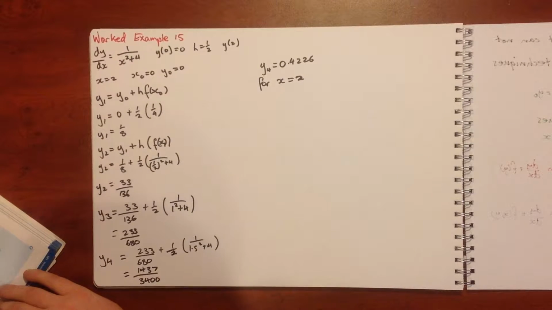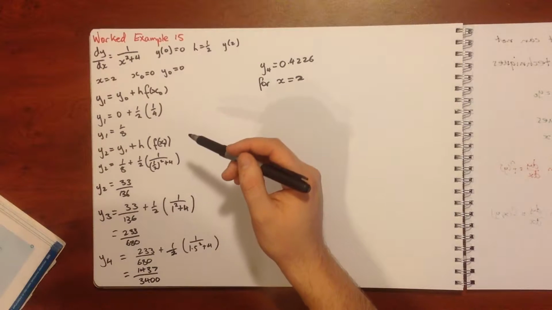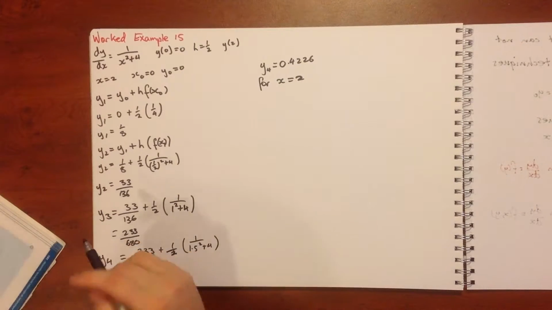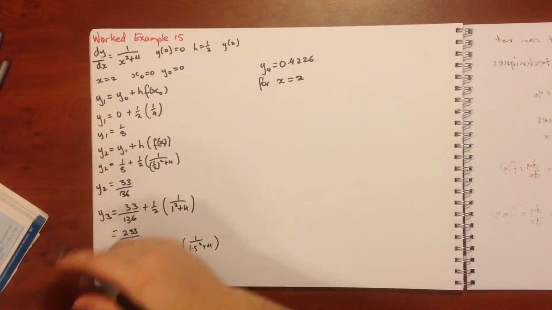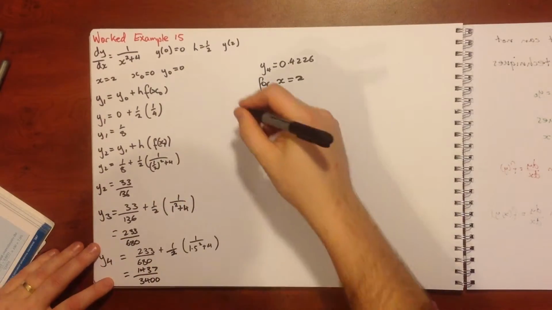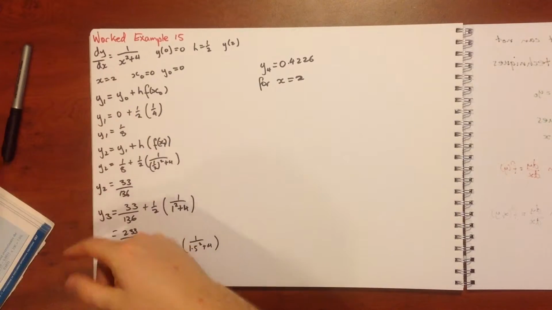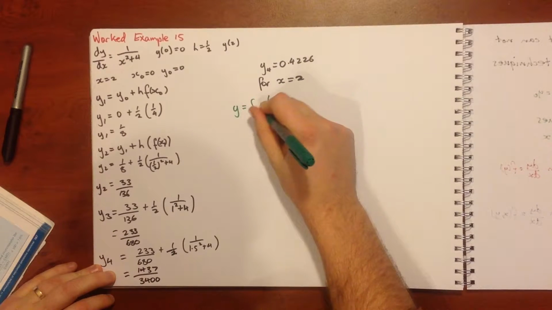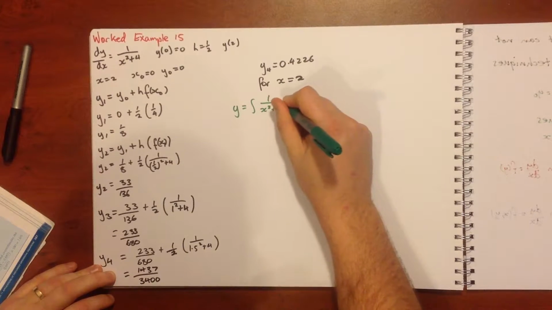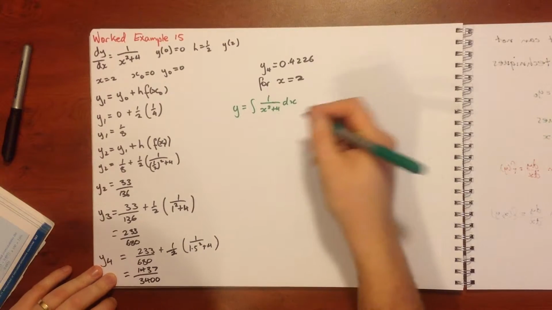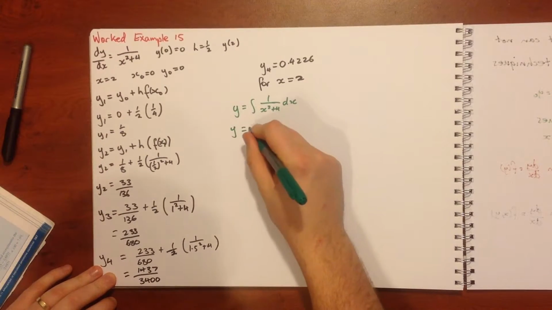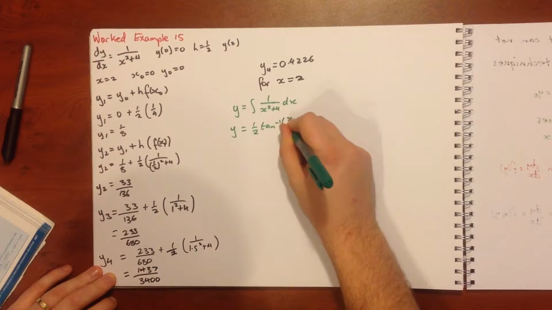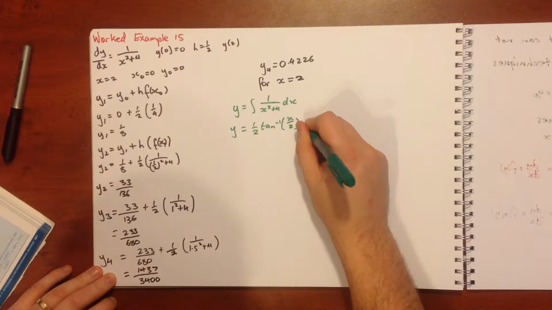Now, part B is to solve the differential equation that we've got and determine the actual value of it. This is one where we can actually do it. Our dy/dx equals this, so y equals the integral of 1 over x squared plus 4 dx, which means we get y equals a half times the inverse tan of x on 2, plus our c value.